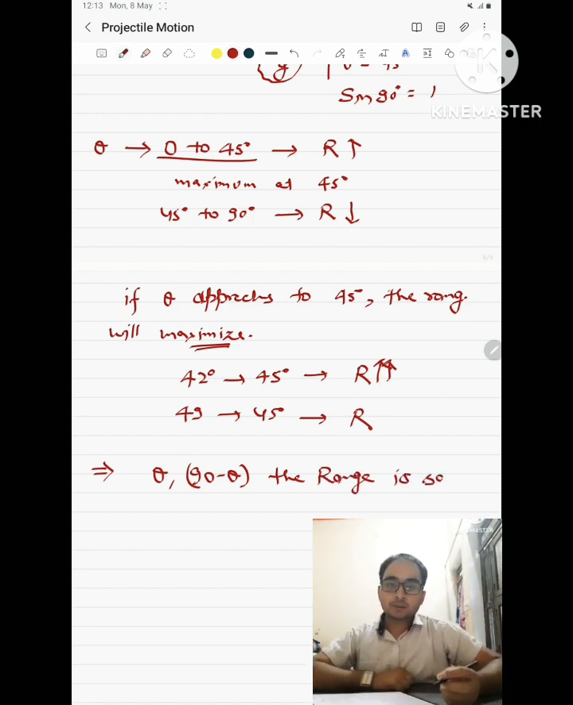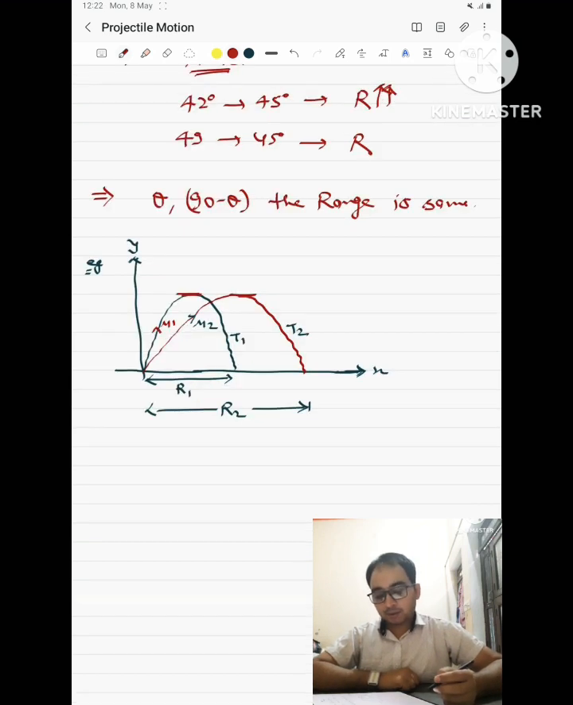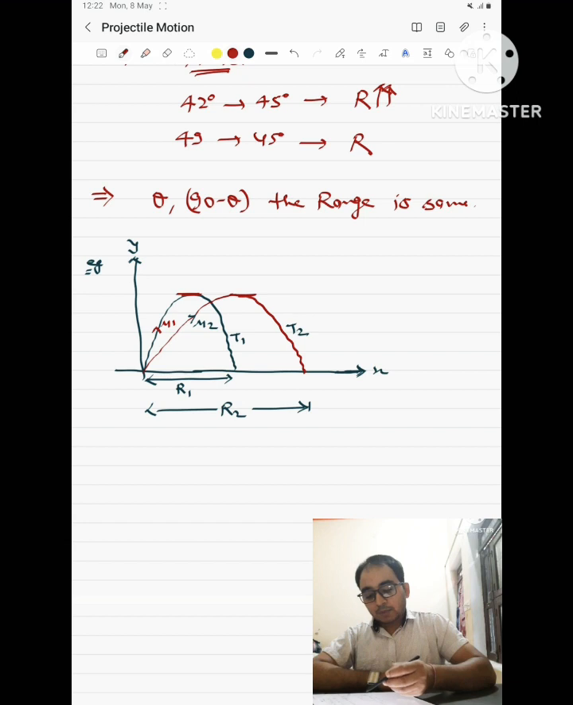Now suppose H max is same for two projectiles, then what will be the relation between the times of flight T1 and T2? So if two particles are projected with U1 and U2, and the maximum heights H max 1 and H max 2 are equal, then what is the relation between T1 and T2?